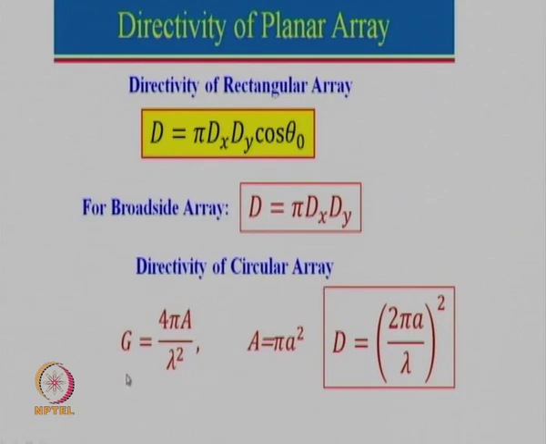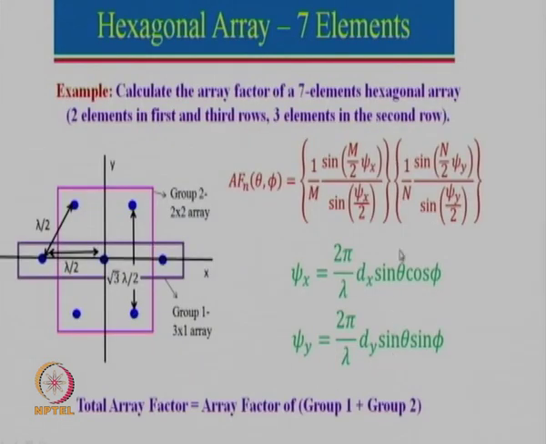Theory says D or G, if we assume D is equal to G for 100% efficiency, it is given by 4πA by λ², and for a circular array, area will be πa². So we can just say directivity is given by this particular expression. Now let us take some special cases.